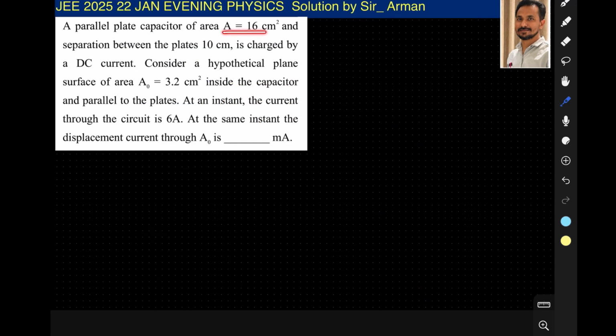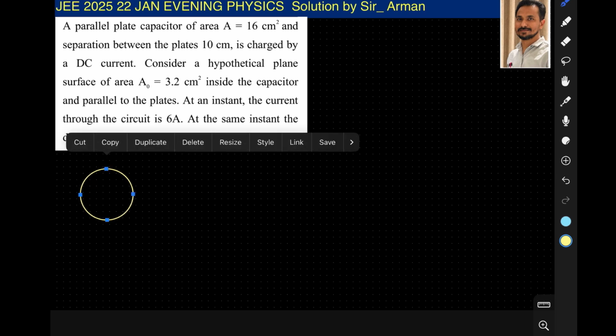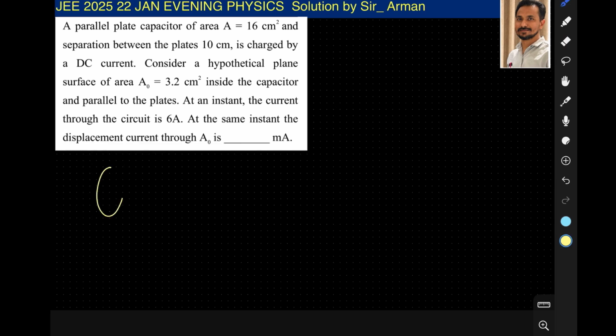A parallel plate capacitor of area 16 cm square and separation between the plate is 10 cm. So let us assume हमारे पास, right, कुछ ऐसा जो है कुछ कैपेसिटर की प्लेट्स है. So let us assume these are the plates of capacitor. You can assume either square plates or you can assume rectangular plates, right? And separation जो है दोनों के बीच का वो 10 cm दिया है.